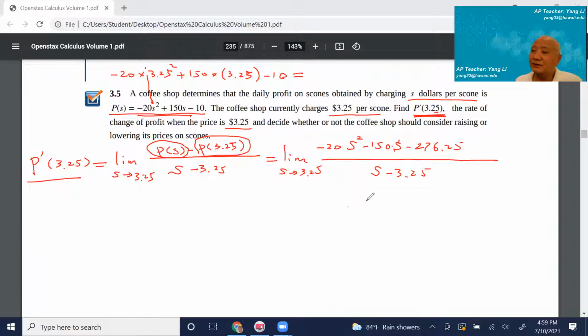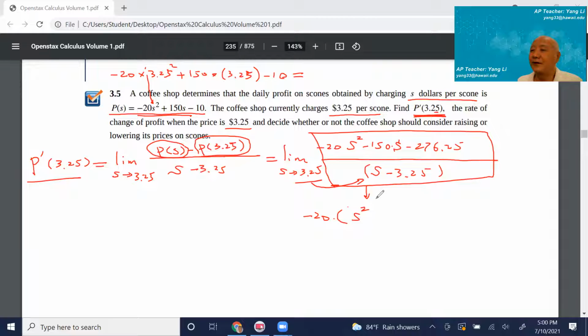When you got this one, you have to solve it, right? But you cannot plug in 3.25 into here because the denominator will be 0. That's what I showed you from the previous question. Remember that? What we're going to do is this. I'm doing this part first, okay? I'm going to factor negative 20 out first. Negative 20 out, you have what? S squared. No problem, right? This is negative, so this is positive here.